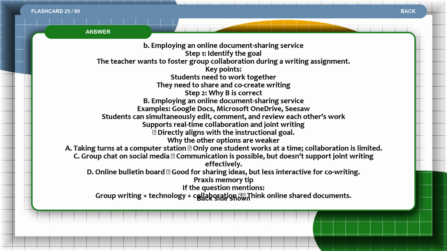Why the other options are weaker. A. Taking turns at a computer station: only one student works at a time. Collaboration is limited. C. Group chat on social media: communication is possible, but doesn't support joint writing effectively. D. Online bulletin board: good for sharing ideas, but less interactive for co-writing. Praxis memory tip: if the question mentions a group writing plus technology plus collaboration, think online shared documents.